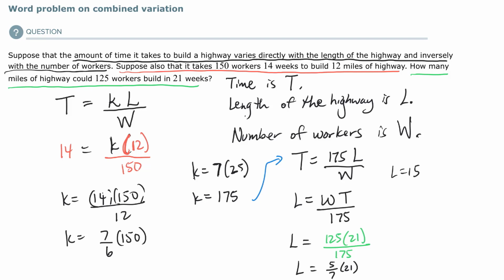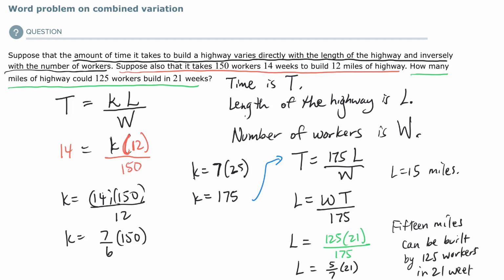Let's answer the question in a complete sentence. About 15 miles can be built by 125 workers in 21 weeks. Ta-da!